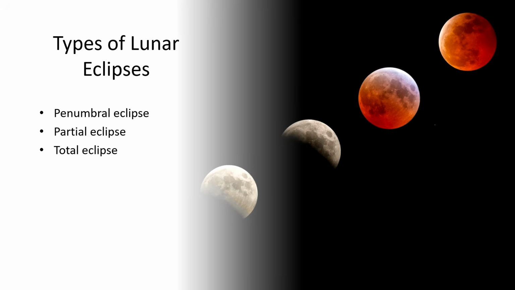There are three types of lunar eclipses. In a penumbral eclipse, the moon passes only through the faint outer shadow, and the dimming can be subtle. In a partial eclipse, part of the moon enters the dark umbra. In a total eclipse, the entire moon moves into the Earth's deepest shadow and may turn a striking red color.